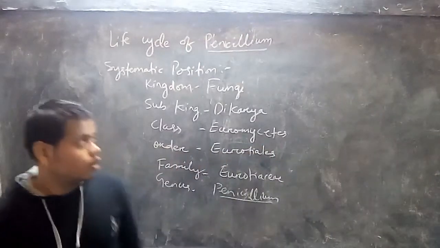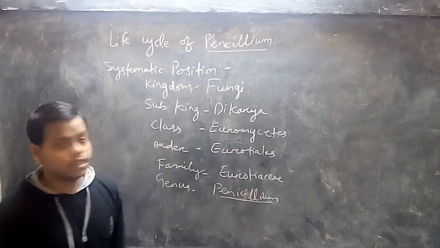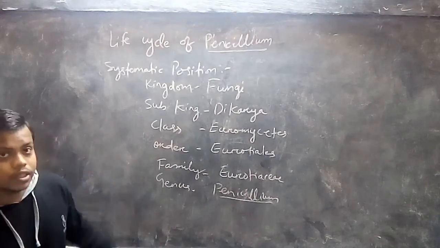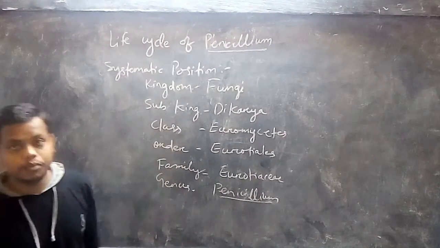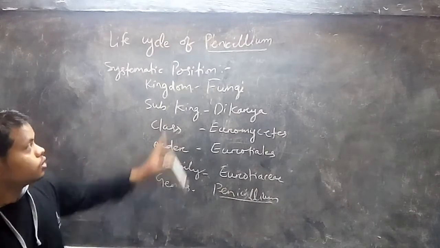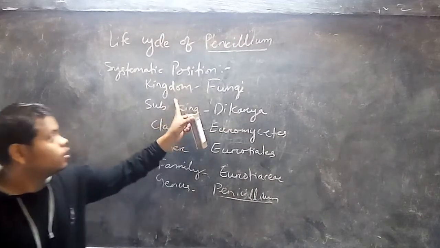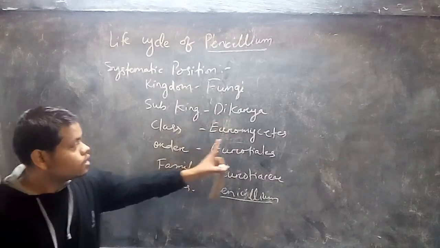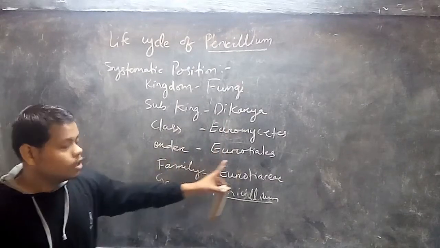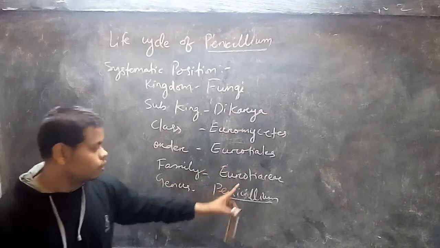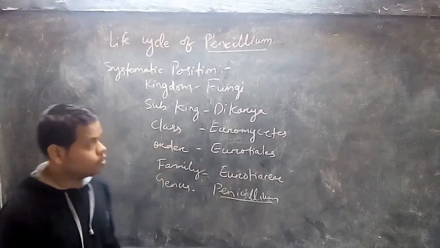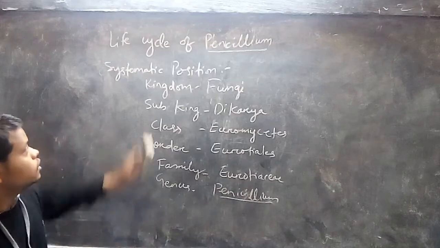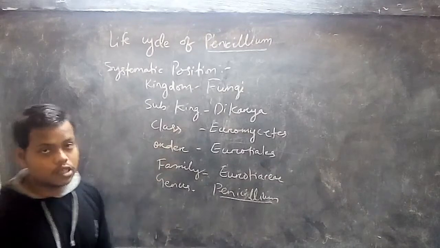Hello everyone. Today we are going to discuss the life history or life cycle of Penicillium. First of all, we will discuss the systematic position of Penicillium. It is included in the kingdom Fungi, subkingdom Dikarya, class Euromycete, order Eurotiaceae, family Eurotiaceae and genus Penicillium. This much you have to remember. This is the systematic position of Penicillium.